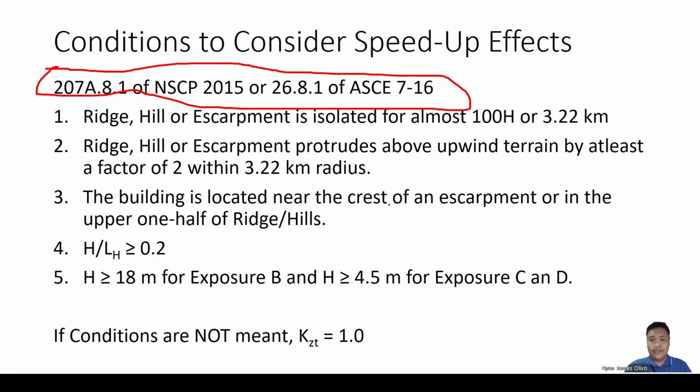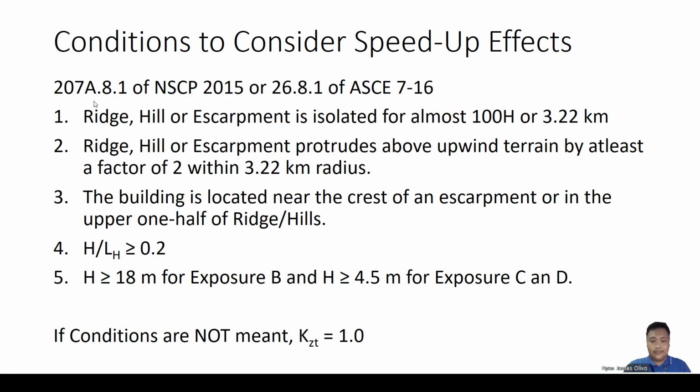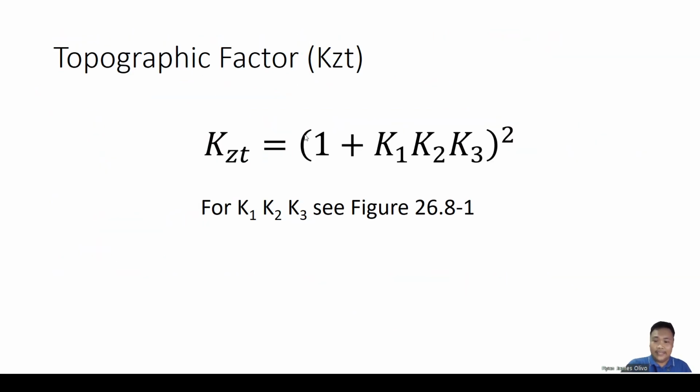So for calculation, this is a very important input because it affects your wind loading, because ridge, hill, and escarpment will really contribute. As you can see, instead of 1.0 only as the factor, it will be amplified by this KZT. So meaning we have higher loading and wind load. So don't forget to consider these topographic effects.